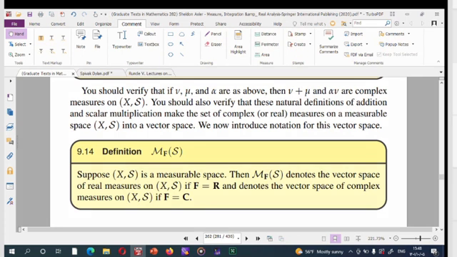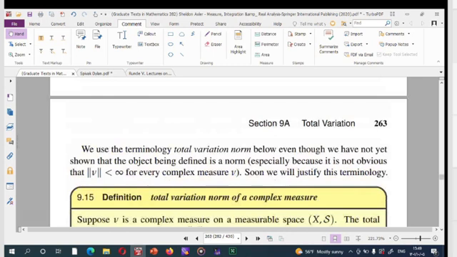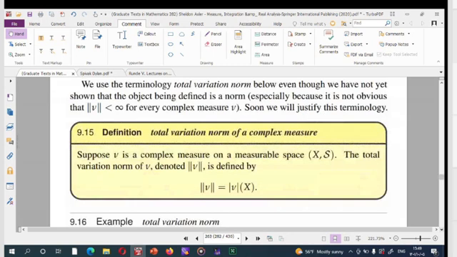Suppose (X, S) is a measurable space, then M_F(S) denotes the vector space of real measures on this measurable space if F equals real numbers, and denotes the vector space of complex measures on this measurable space if F equals complex numbers. Okay, so this index refers to F equal to R or C, real numbers or complex numbers.